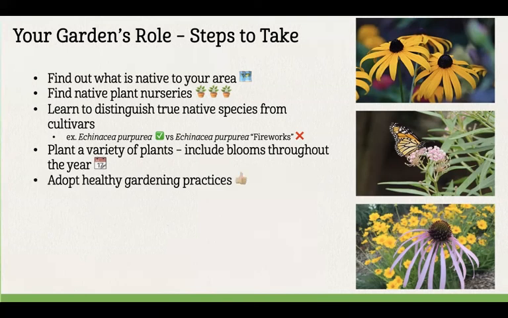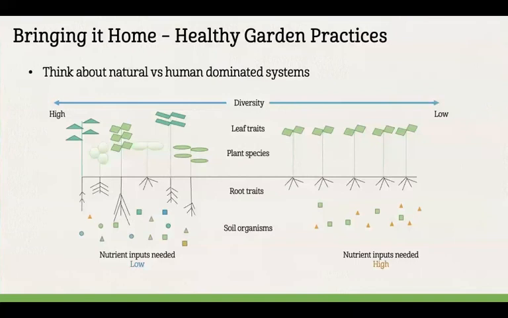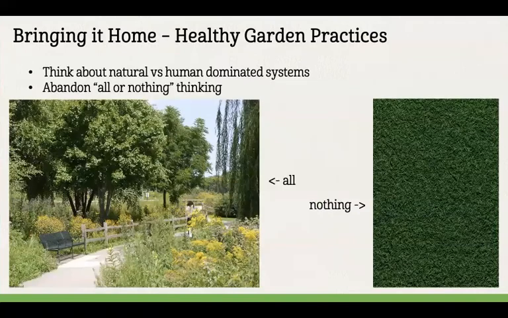And in doing so, we want to think about natural versus human dominated systems. We want to mimic nature and do what she does. We want to abandon all or nothing thinking. This can be really discouraging. You don't have to be at one end or the other of the spectrum. You don't have to remove every non-native plant you have and turn your whole lawn into a prairie. Though if that's your goal, head toward it. More power to you. We love it. But you want to start with what you can.